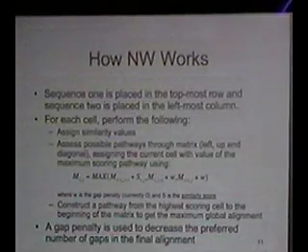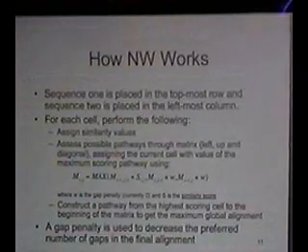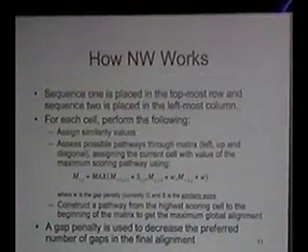The first step is to assign the similarity score. So basically what you do is you go through and you score every single similarity between the character in sequence 1 and the character in sequence 2. The second step is you assess all possible pathways through the matrix, left, up, and diagonal from the particular cell that you're in, assigning the current cell with the value of the maximum scoring pathway using this particular equation, which I have a matrix on the next slide that will make it a bit easier to understand. The third step is constructing a pathway from the highest scoring cell back to the beginning of the matrix. And what this represents is the insertion of gaps in each sequence.